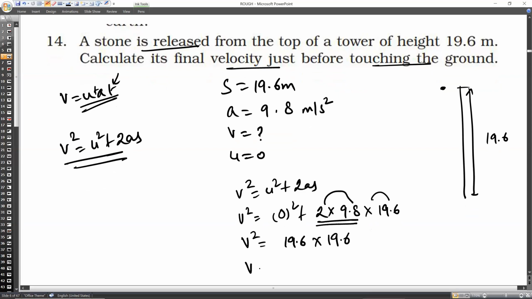Okay, so you write it this way: under root of 19.6 into 19.6. One pair will come out, so v is equal to 19.6 meter per second. Got it? Copy this one fast, then we shall go to the next question.